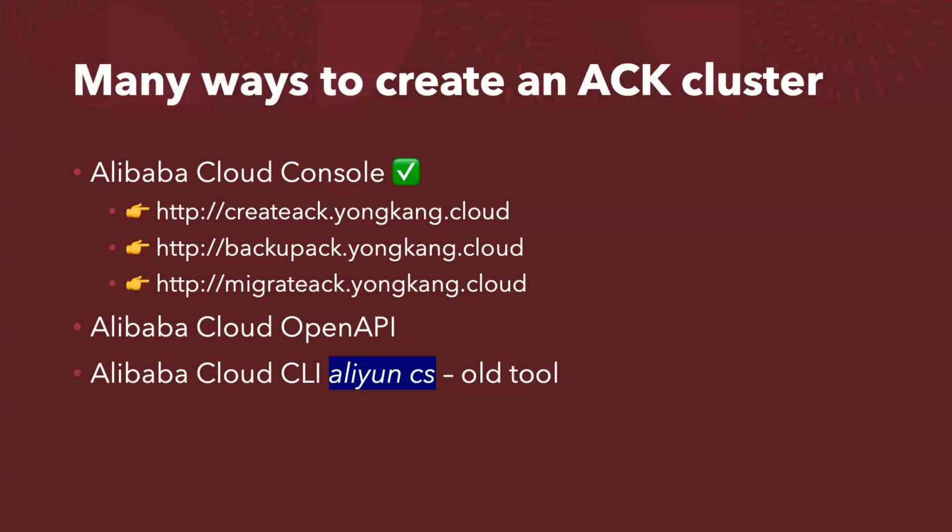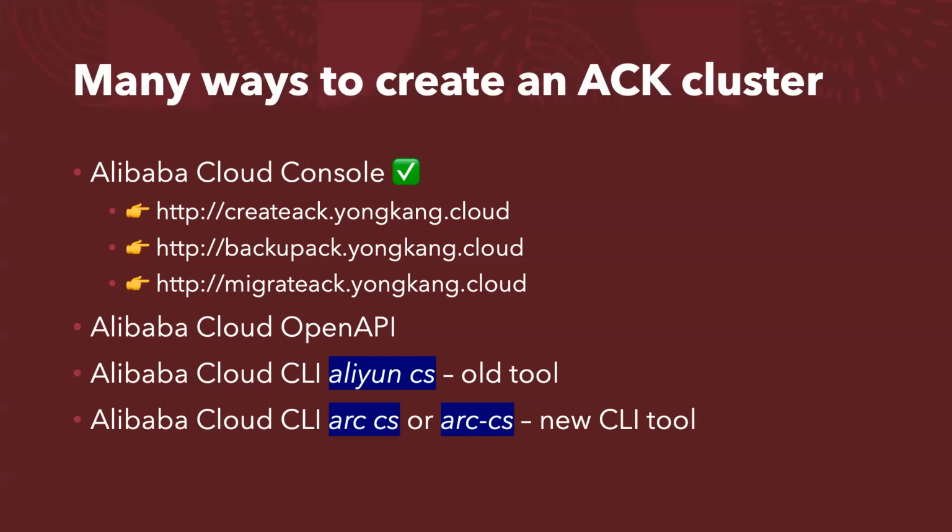But luckily, there is a brand new command line tool. It's called ACK-CS. It is a resource-based command line tool. ACK stands for Alibaba Cloud Resourcify Command Line Tool, CLI. And in the next session, I will talk about how to create the ACK cluster via the command line tool using ACK-CS. So for today's session, I just started creating the cluster from a web browser.